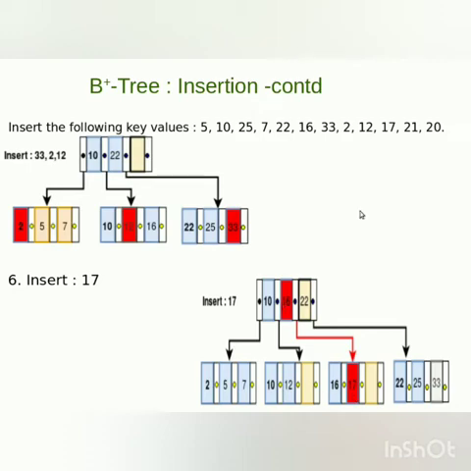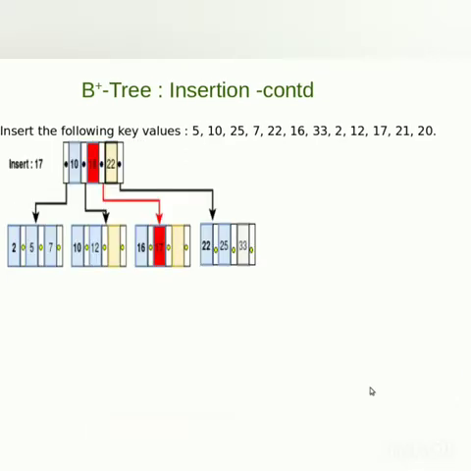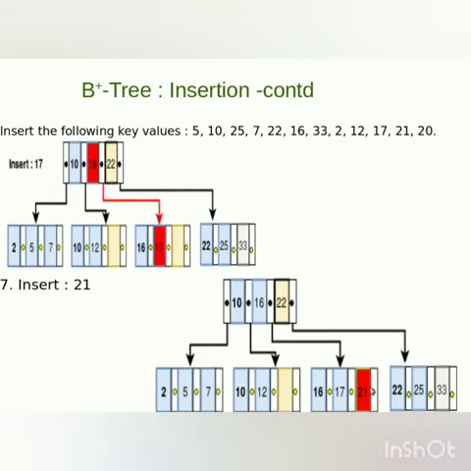Now next we want to add 21. As you know, 21 is greater than 16 and less than 22. Therefore we will take this path, and this is the node. Here there is space, therefore 21 will be added here. The new structure will be 16, 17 and 21, no other difference. Therefore after inserting 21, the tree structure looks like this.